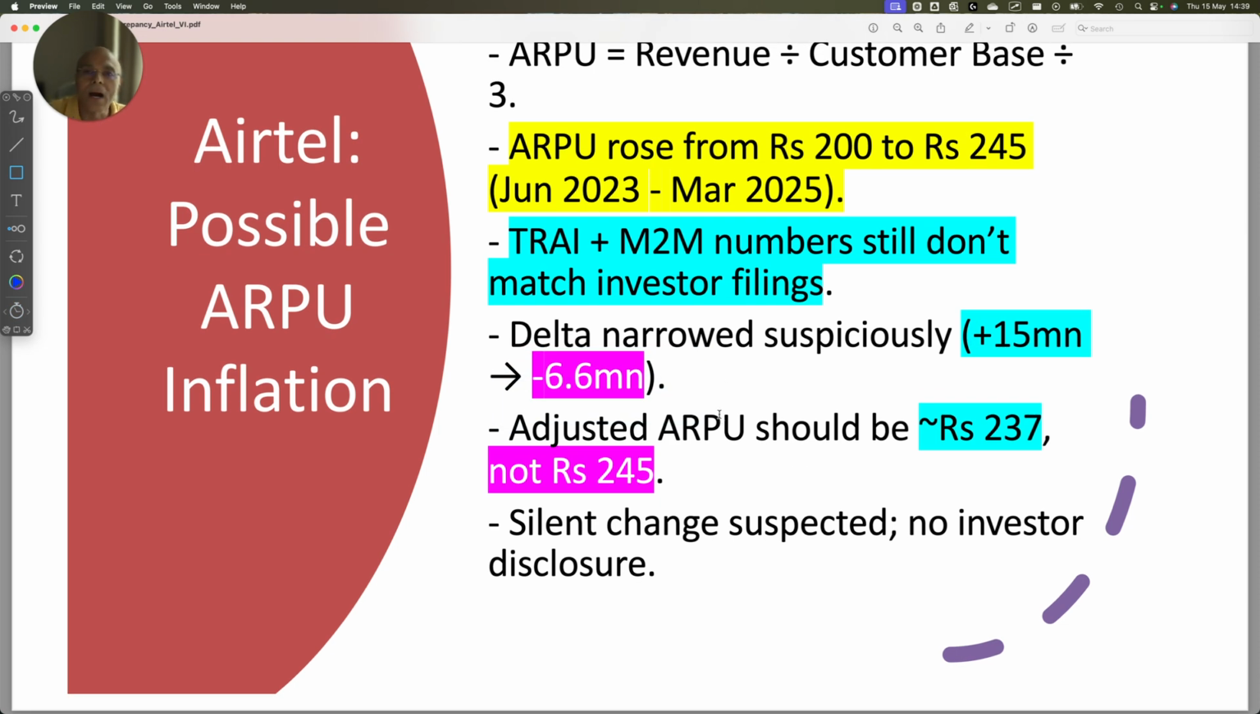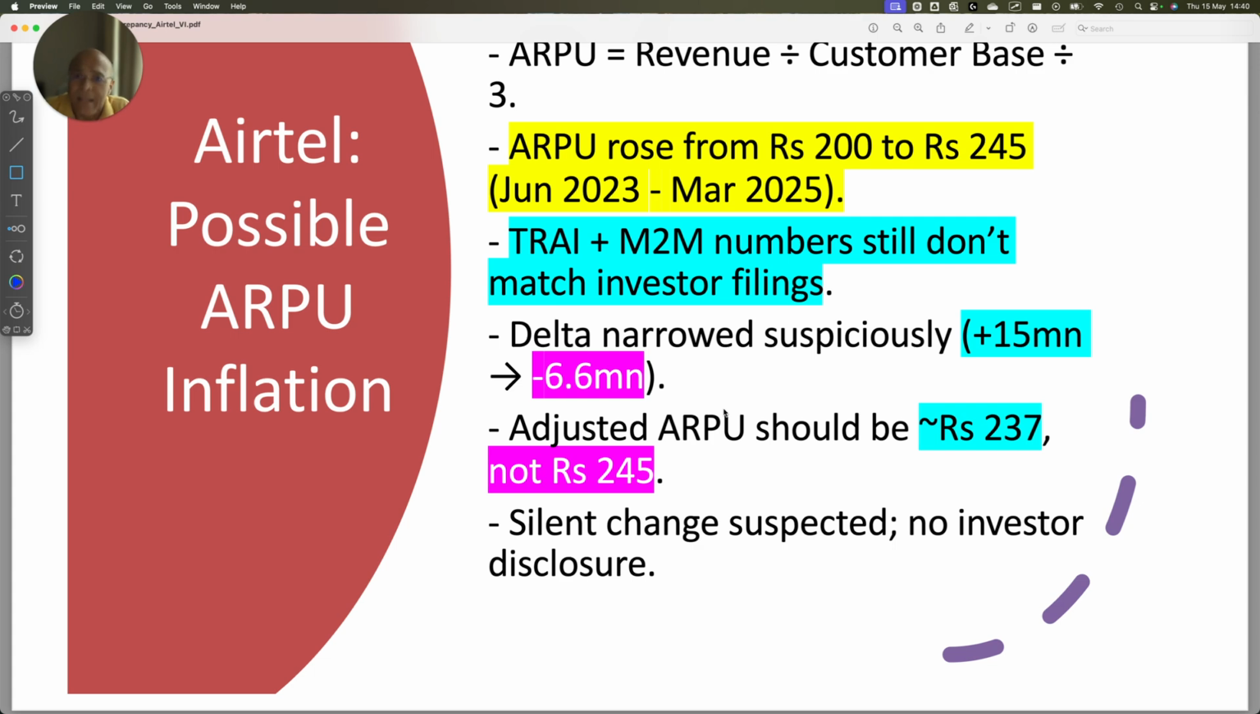I do not know how, because I have checked this for Vodafone also. I didn't find this discrepancy. Why for Airtel should I find this discrepancy? And if at all there is going to be a change in the method of reporting, they should tell TRAI and tell the investor that, look, in the TRAI number I was doing this, and for the investor number I am doing this. How can the reporting change without informing anybody?